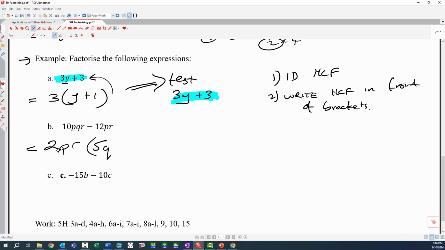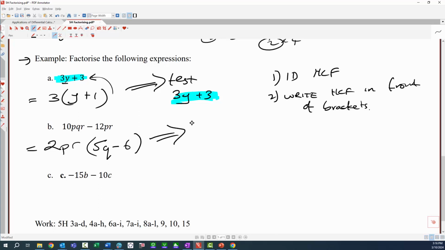And you can test it as you're going along by doing 2 times 5, which is 10, PR times Q, PQR. So I know that I've got that right. Okay, now the second term, we're going to do negative 12 divided by 2, which is negative 6. All right, I've got a P and a P, so that one would be P divided by P, which is 1, so I'm not going to write that down. And R divided by R is also 1. Okay, so we're going to leave it at that.